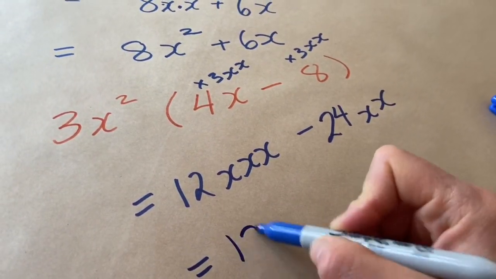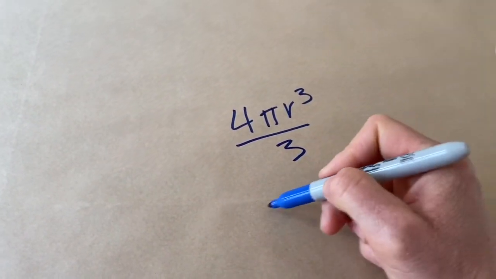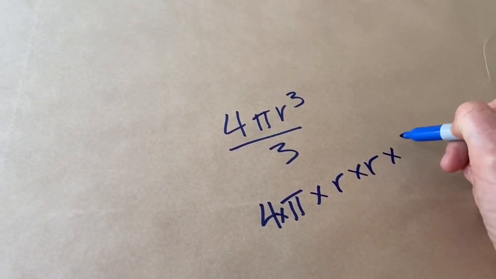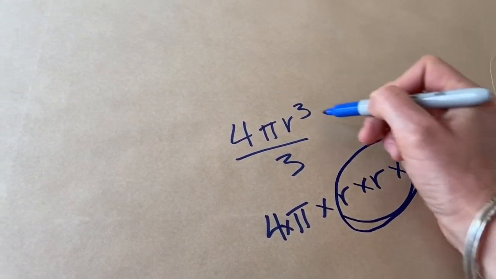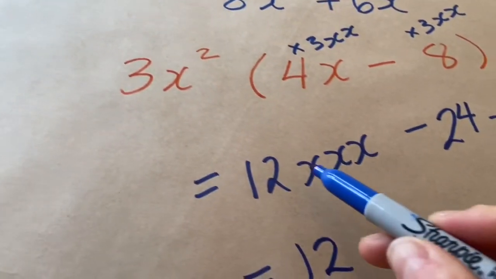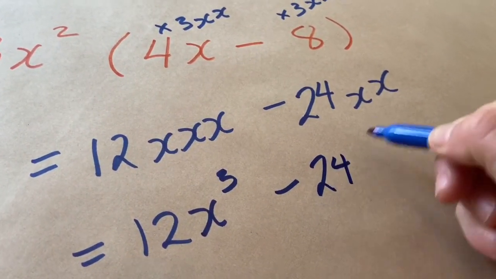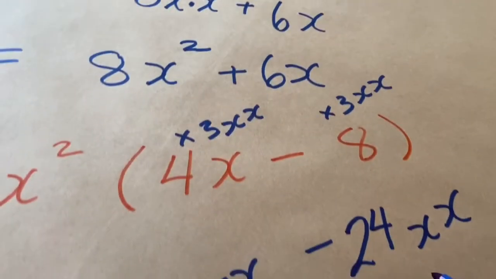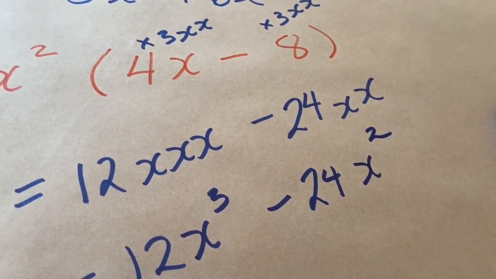So this means 12. If I have x times x times x, that's just like when I have this formula here. This was for a sphere, and we knew that this meant 4 times pi times r times r times r divided by 3. If I have r times r times r, it means r cubed. So if I have x times x times x, it means x cubed minus 24. Here I have x times x, just like r times r. So that means it's going to be x squared.